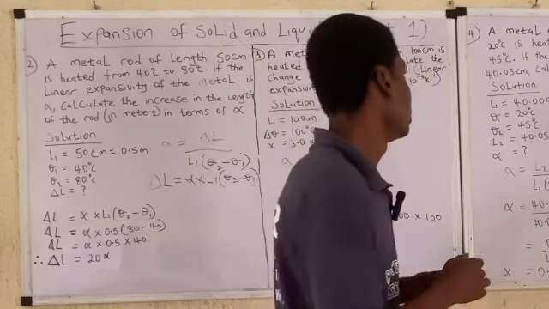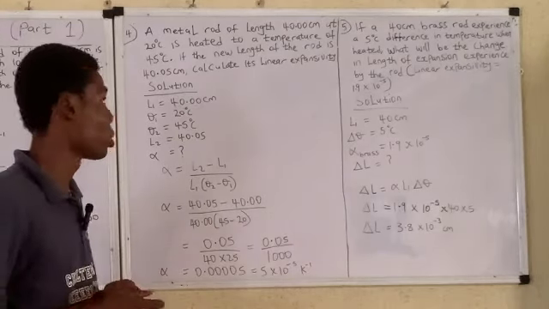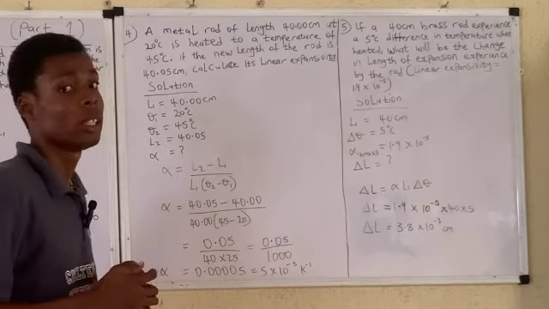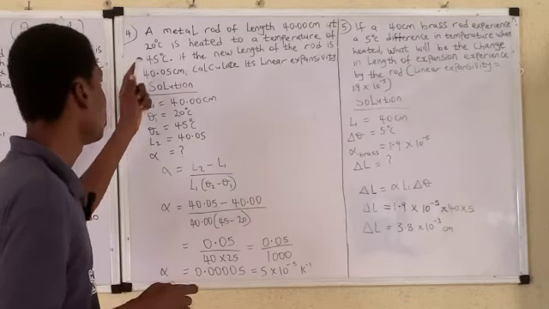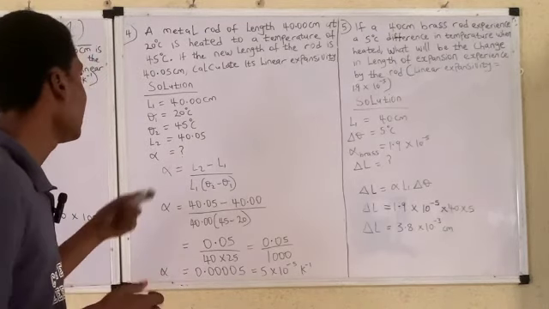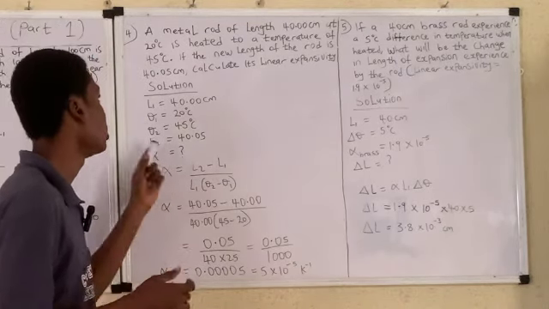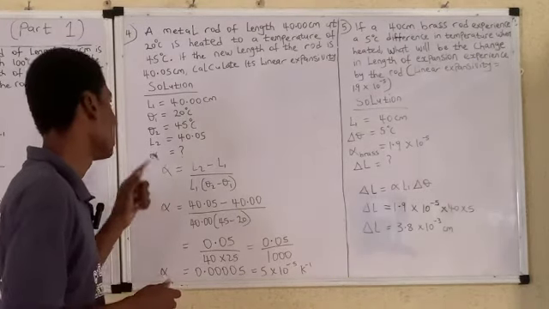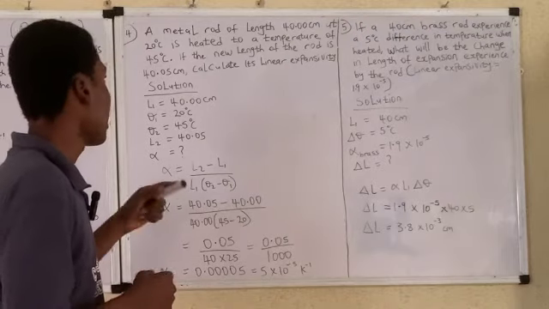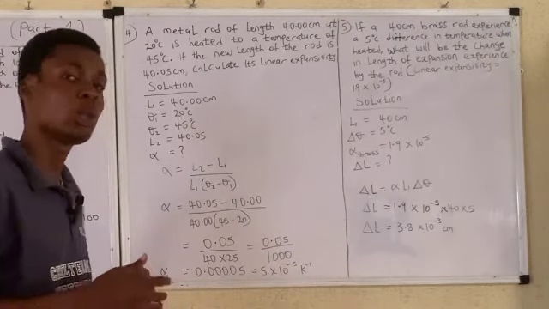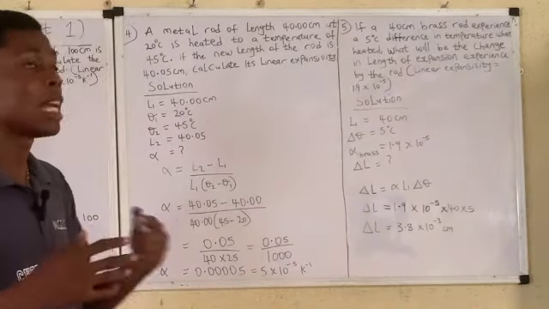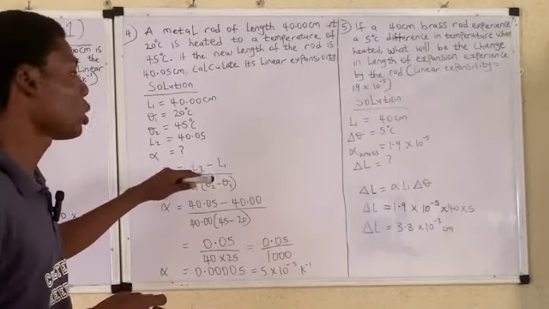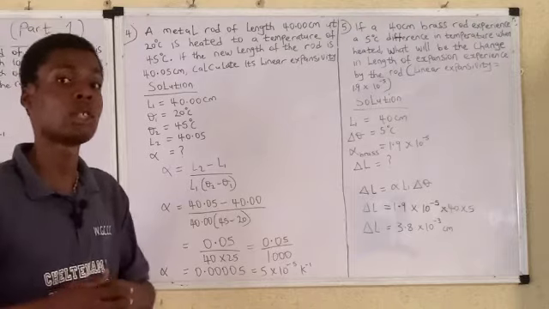Now let's move to the number 4 question. A metal rod of length 40 centimeter at 20 degrees Celsius is heated to a temperature of 45 degrees Celsius. If the new length of the rod is 40.05 centimeter, calculate its linear expansivity. This one is straightforward. They are just asking for the linear expansivity here. So we just have to solve from the formula. But first, we have to write out our parameters.